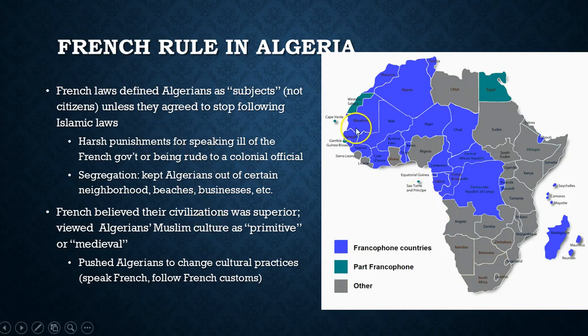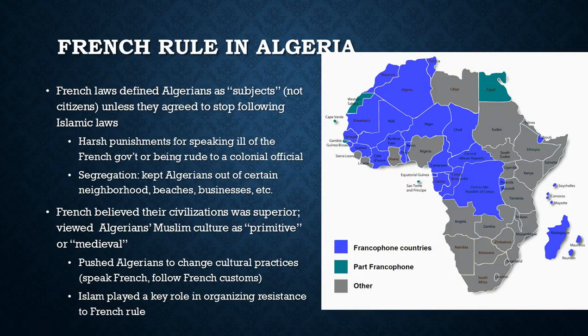This map over here shows in bright blue all the French-speaking countries, and you'll notice it overlaps very closely with the map that we looked at at the beginning of this video. You'll also notice that the Congo is blue. One of the primary languages in Belgium is French, so that is why that is blue as well.